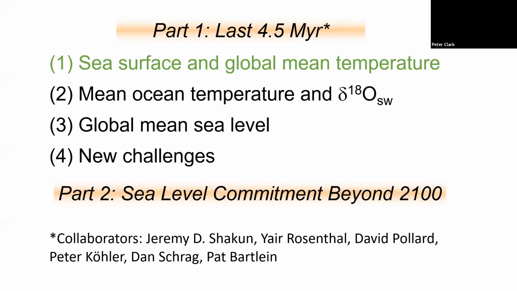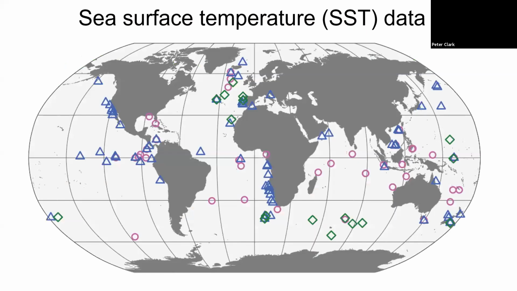of global sea surface temperature and global mean surface temperature. To do this, we compiled as many relatively high resolution sea surface temperature records that have been published from around the world that span some or all of the 4.5 million year period of interest. And these are the locations of those sea surface temperature, or SST, sites where these data come from.